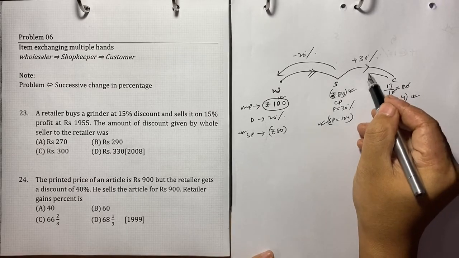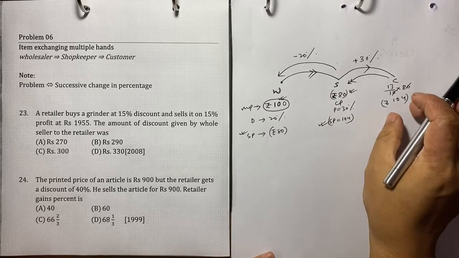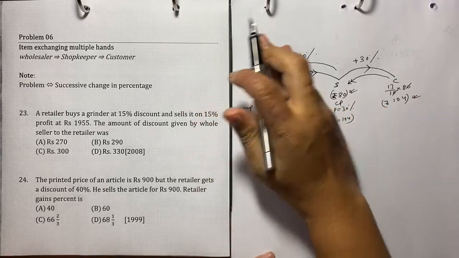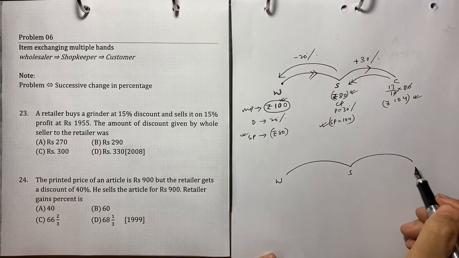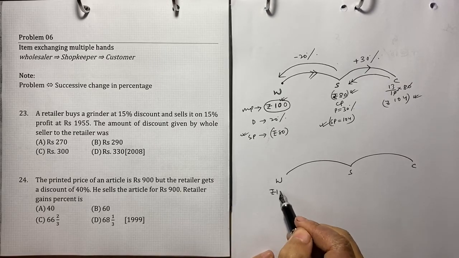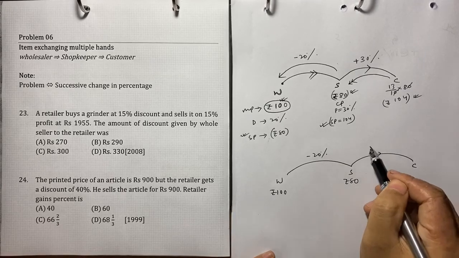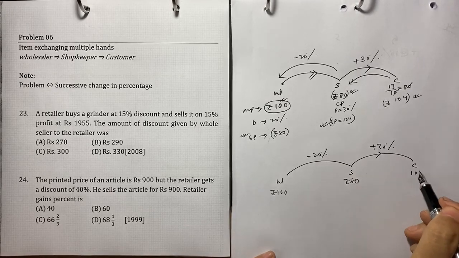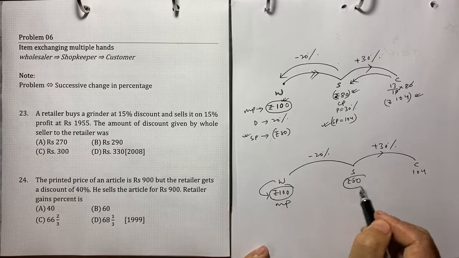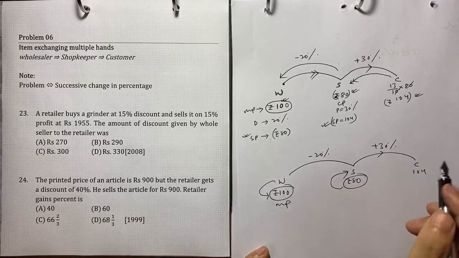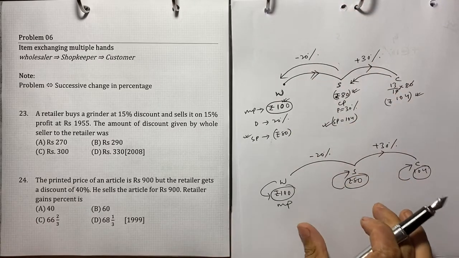Wholesaler, shopkeeper, customer: 100 decreases by 20% and becomes 80, then increases by 30% and becomes 104. Here 100 is the wholesaler's mark price, 80 is the shopkeeper's cost price, and 104 is the customer's cost price. This is the explanation part.